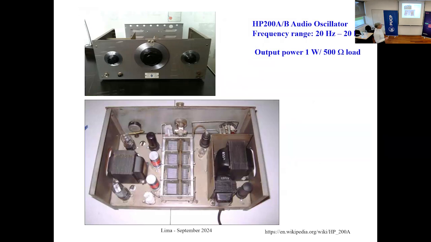And you see here, I don't know if you can recognize this, a set of variable capacitors. This is to change the frequency of the oscillator. And you have some tubes here, huge transformers, and this is a very, very heavy equipment, but it was the beginning of this company, and they made success with this kind of instrument.